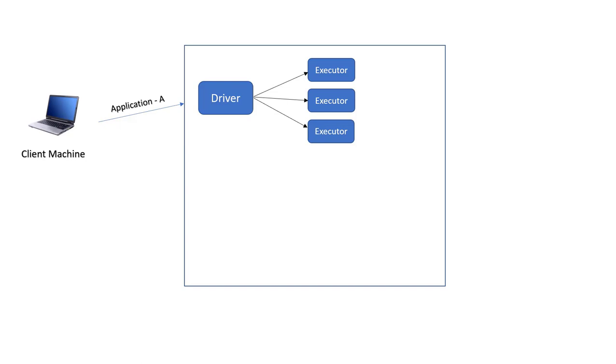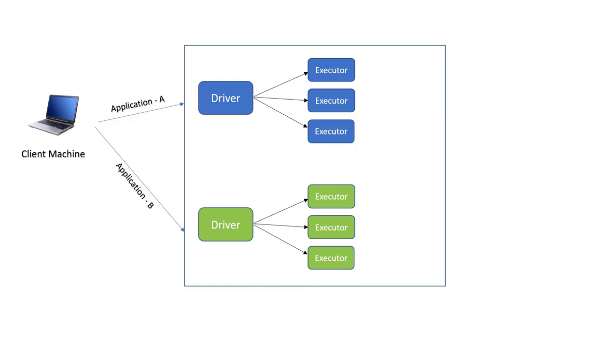Suppose we submit an application A to the cluster, then the driver and the corresponding couple of executors get created. If we submit another application to the cluster, a different set of driver and executors is created in the similar fashion as the earlier one. So if you can see clearly, for each application there is a different set of driver and executors.